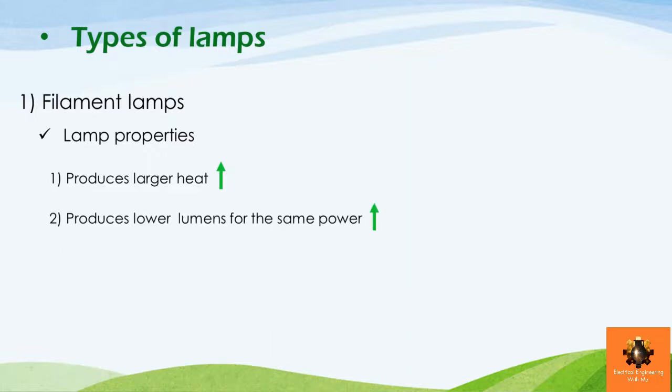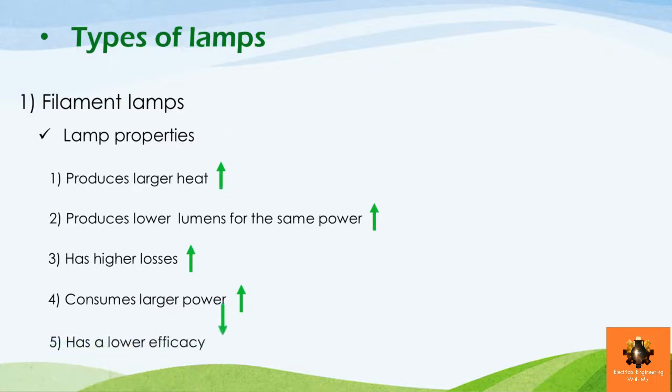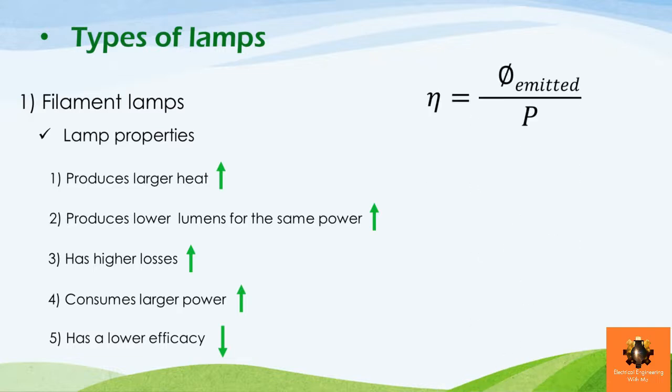And for that, the second property is that the lumens out of that lamp is low compared to the electric power that it consumes. So it produces a lower value of lumens. And the third property is that it has larger total losses, and this is due to the excessive heat that is produced out of it. Then the fourth property is that it consumes a larger power. And finally, a logical result of those first four properties is that it has a lower efficacy, as the efficacy equals the lumens over the power, as we learned before.